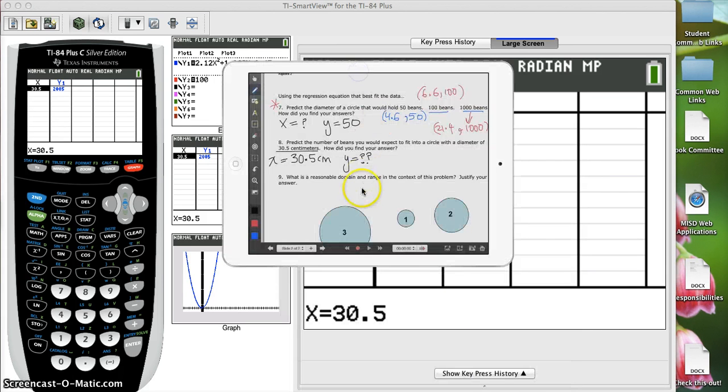Let's say I want a diameter of, so let's say x is equal to 20 centimeters. What do you think y would be? So I gave you the x value. Go ahead, pause the video, and try to do this on your own.